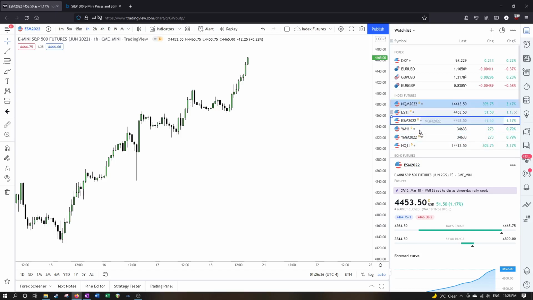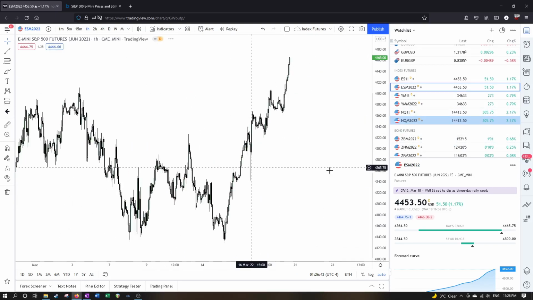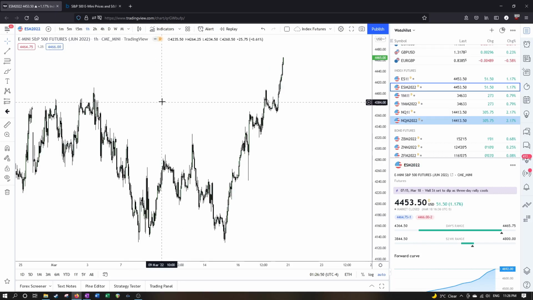So you might be wondering now, what are these one exclamation marks here? And I'll be a nice guy right now. I'll show you what these are. So these are continuation charts, these one exclamation marks. Okay. I'm on ESM 2022 right now.